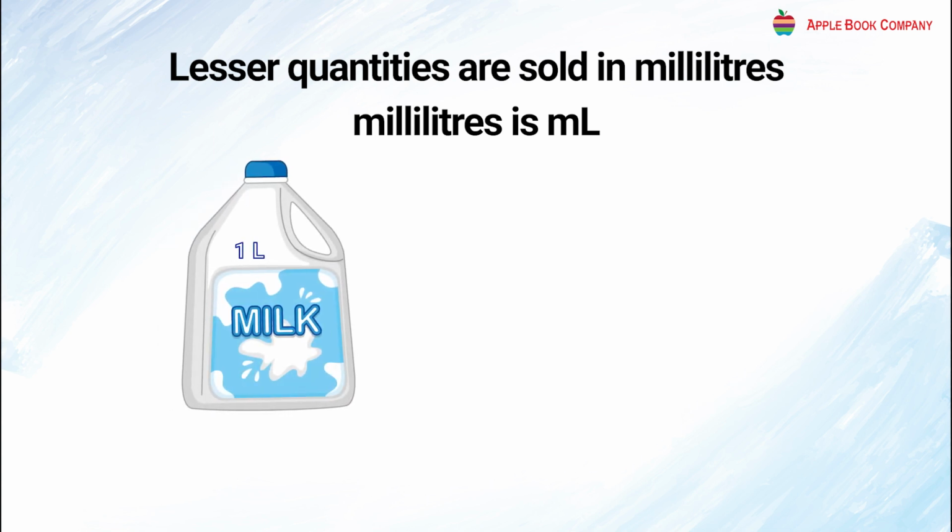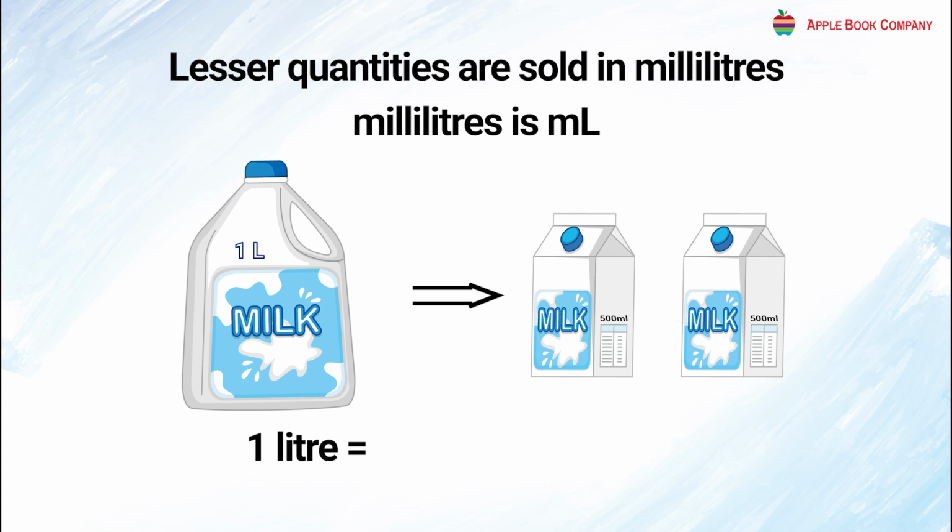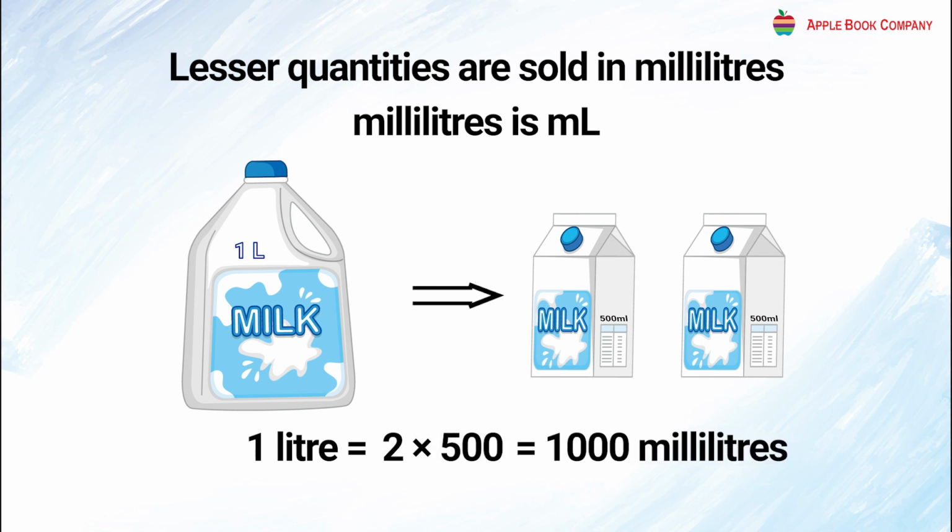1 liter of milk is the same as 2 packets of 500 ml of milk. 1 liter is equal to 2 into 500, which is equal to 1000 milliliters. 1 liter is equal to 1000 ml.